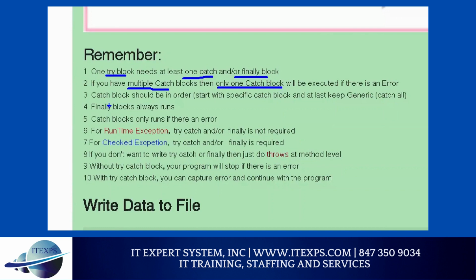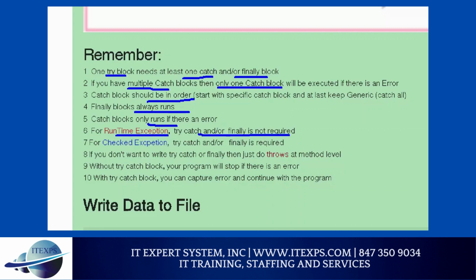Catch blocks should be in order. Remember the ball, right? Pro always last. The finally block always runs, success or failure. The catch block runs only once if there is an error. If there is no error, the catch block will not run. Very good. For a runtime exception, try catch finally is not required.